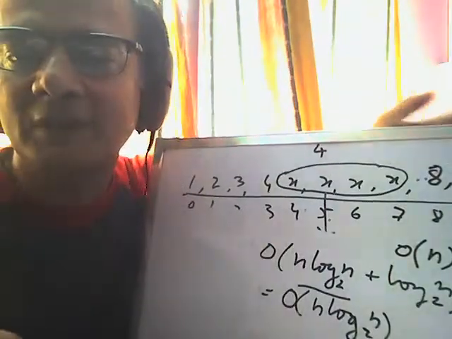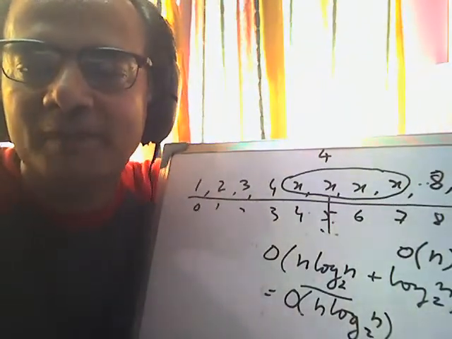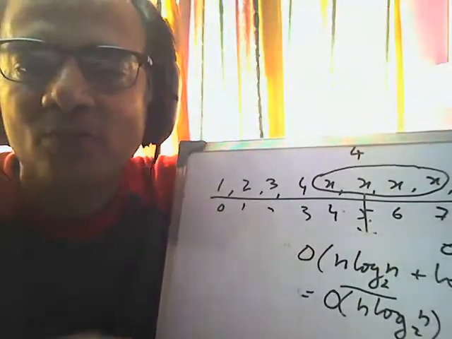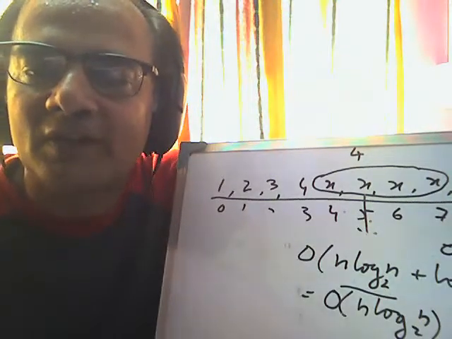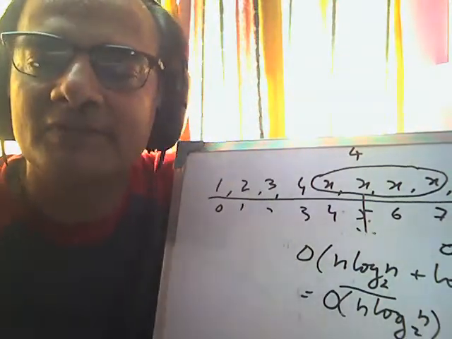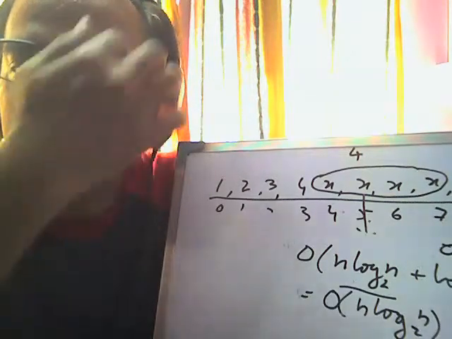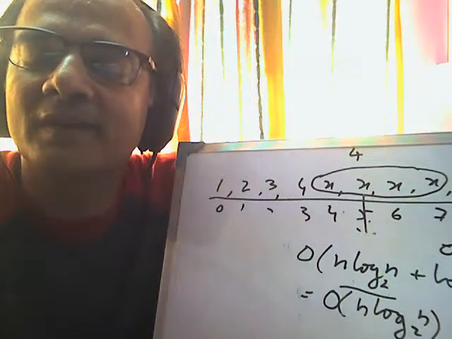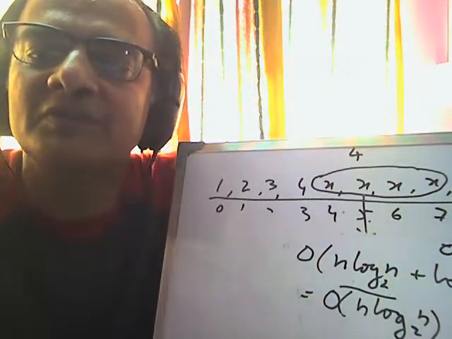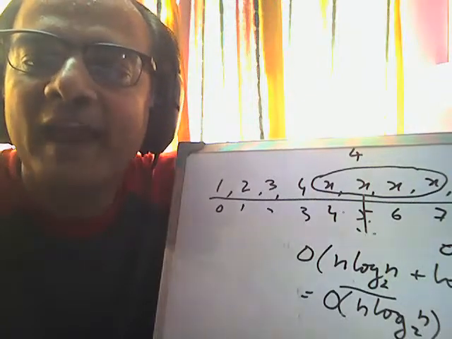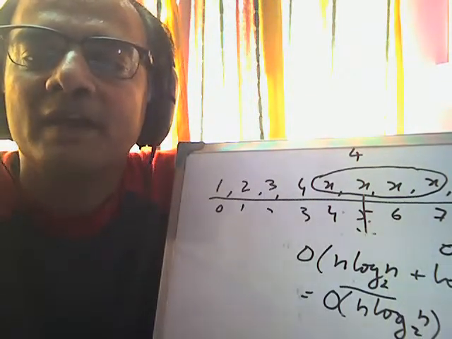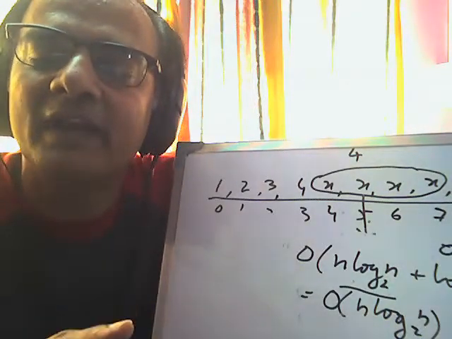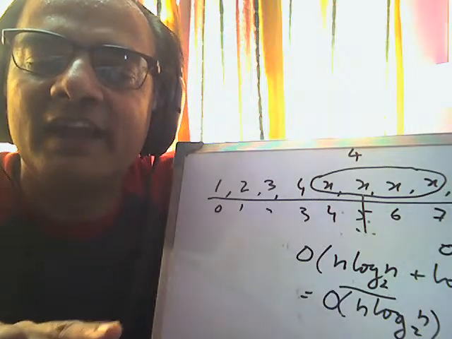Utsav, what is the base time complexity of bubble sort? Suppose the bubble sort algorithm is running. There are three cases: base case time complexity, average case time complexity, and worst case. Base time complexity is basically order of n. Why? If the elements are already in sorted order, then every time you are checking whether a i is less than a i plus 1 or not.